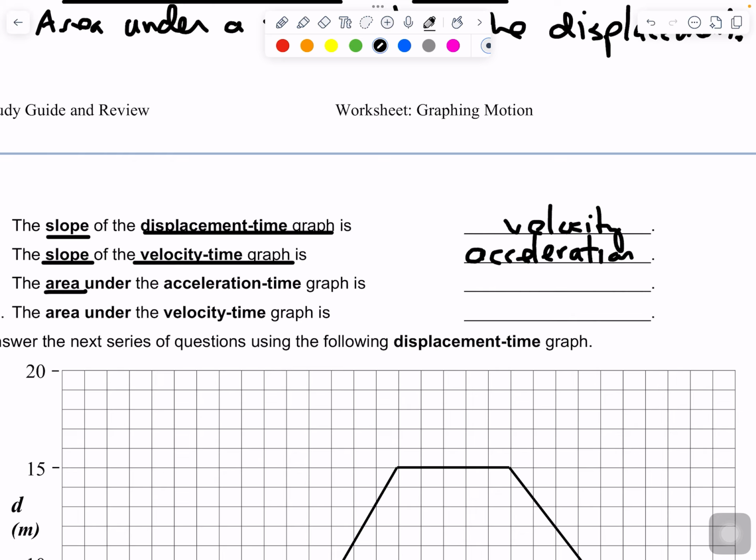Now, the area under an acceleration time graph. Well, what does it mean to accelerate? It means to change your velocity. So the area under an acceleration time graph is your velocity. Now, specifically, it's your change in velocity, but we'll simplify it just to velocity. Now, the area under a velocity time graph, that gives you your change in position or your displacement.